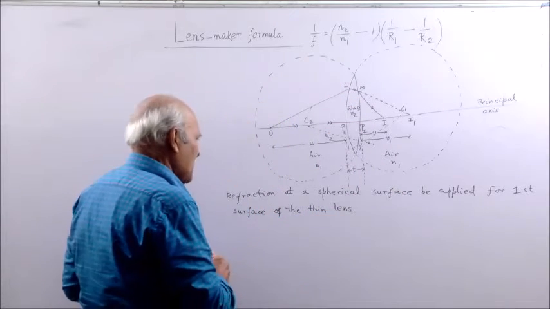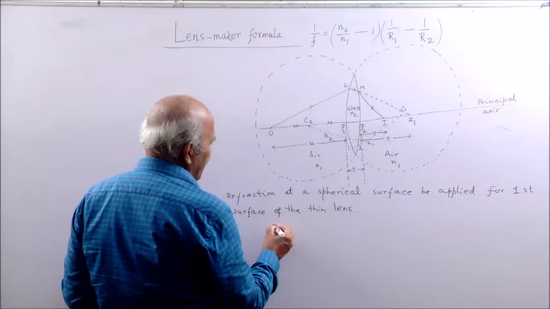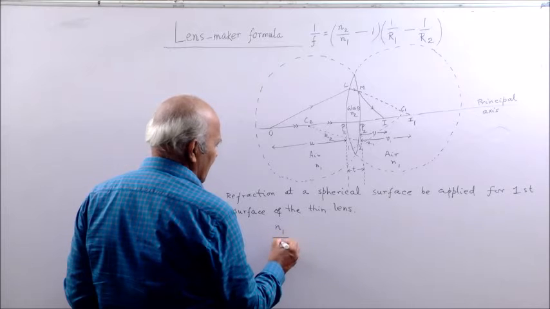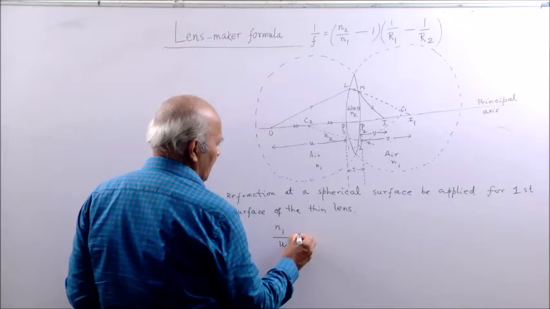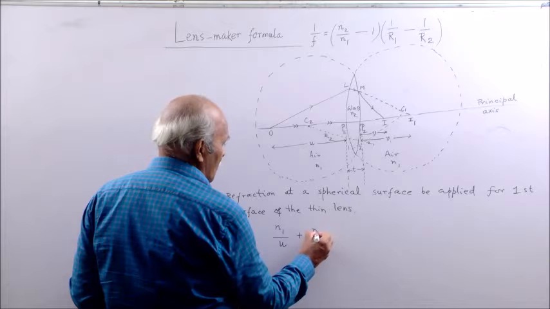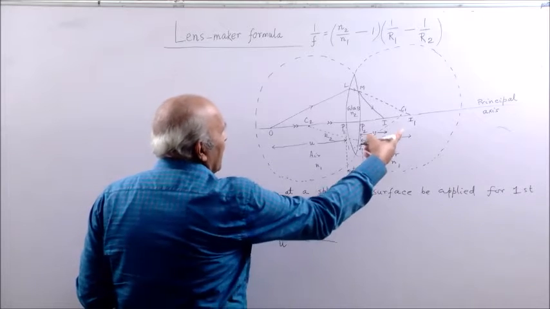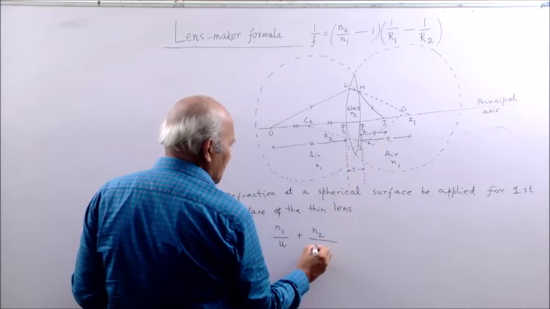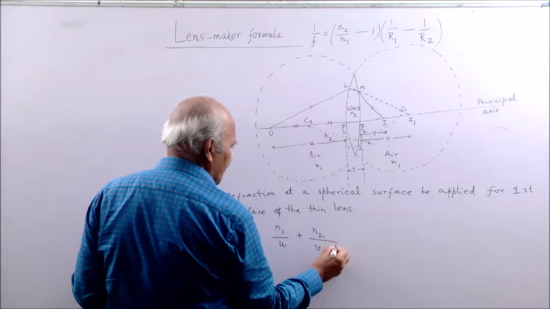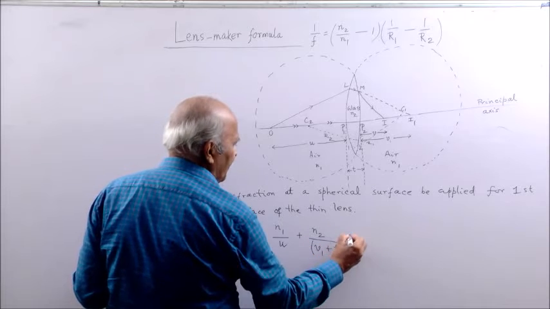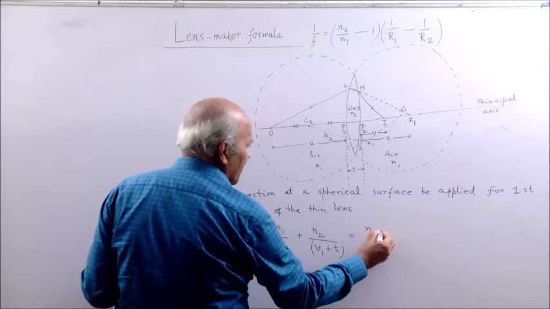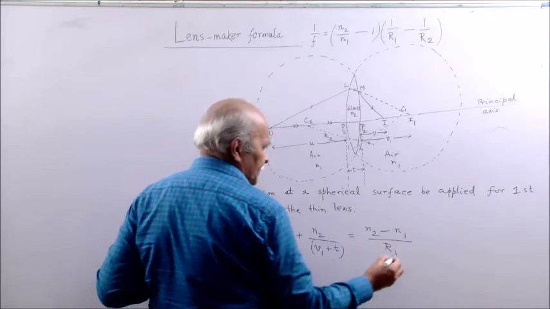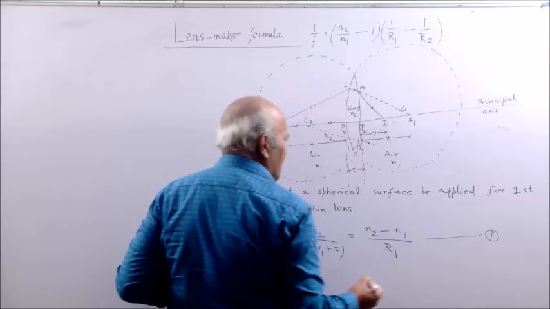So, therefore, what to write? We can write N1 by u plus N2 by its distance from the first surface, which is v1 plus t, is equal to N2 minus N1 by R1. So, this is the first equation.